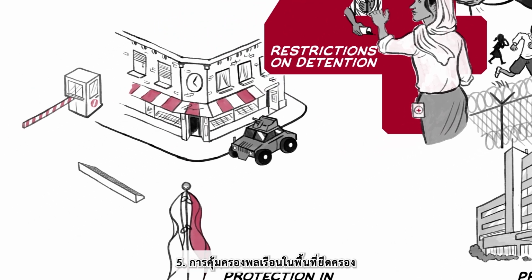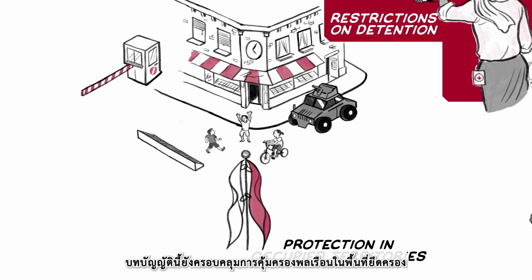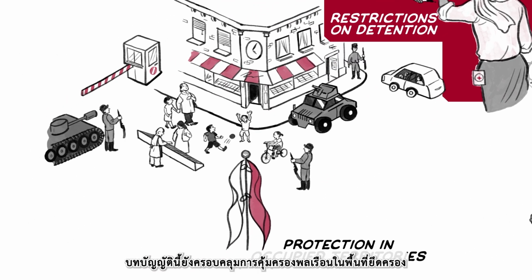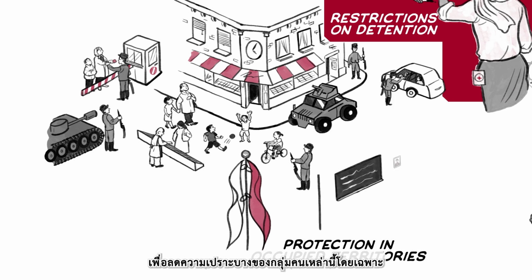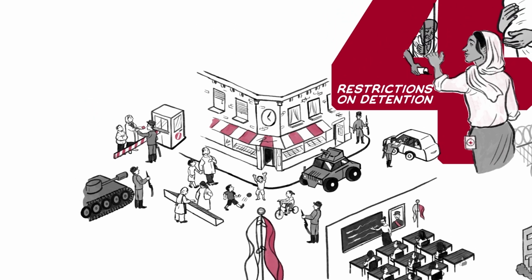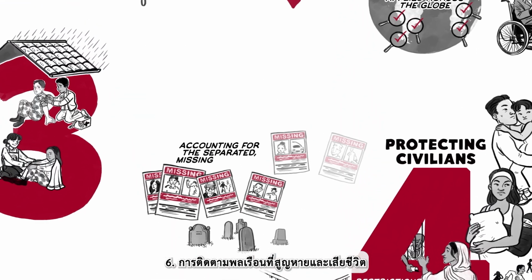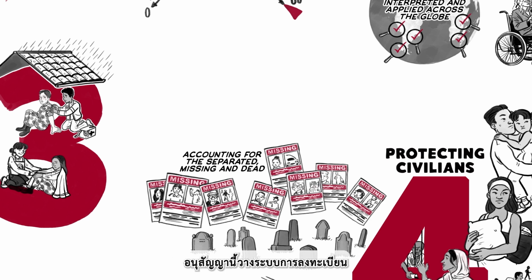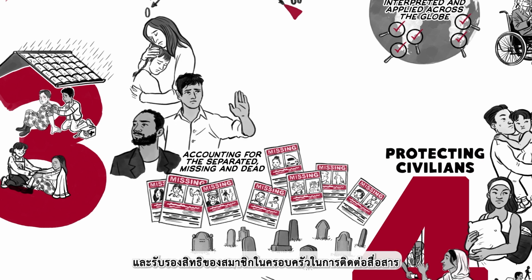Protection in occupied territories. The provisions also extend to civilians within occupied areas, seeking to address their specific vulnerabilities. Accounting for the separated, missing, and dead. The Convention sets out a system for registering and sharing information about protected civilians to prevent disappearances and fulfill the right of family members to stay in contact and know the fate and whereabouts of their relatives.